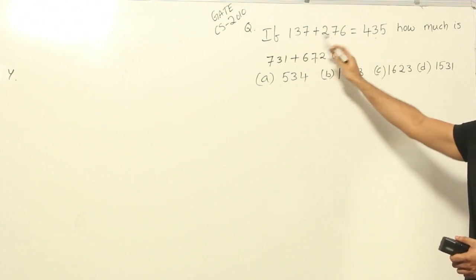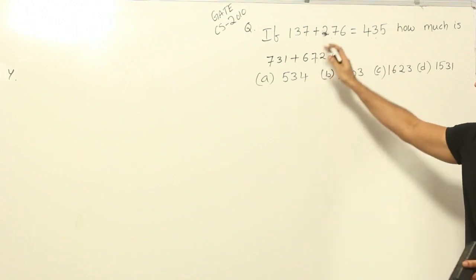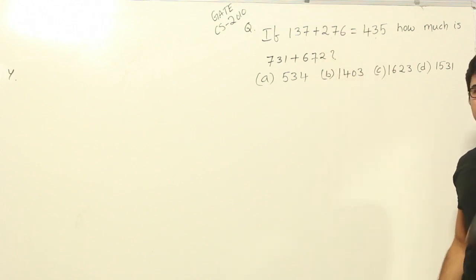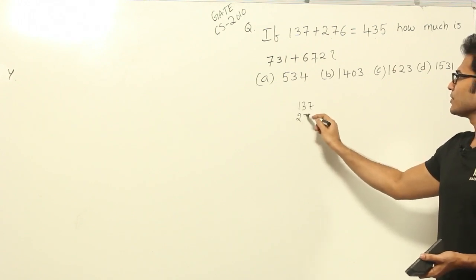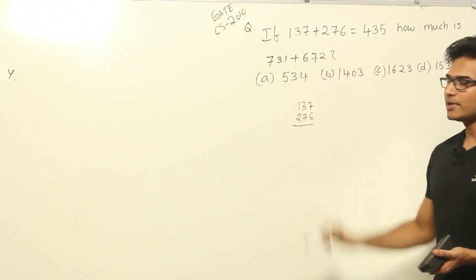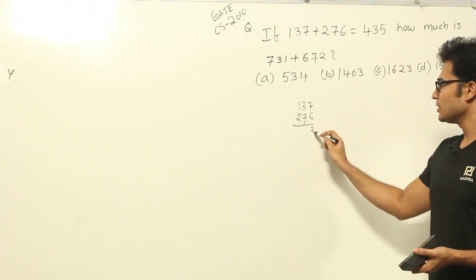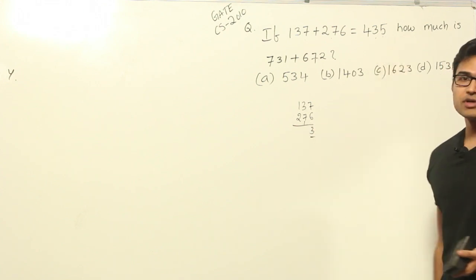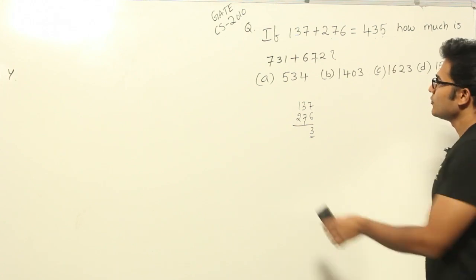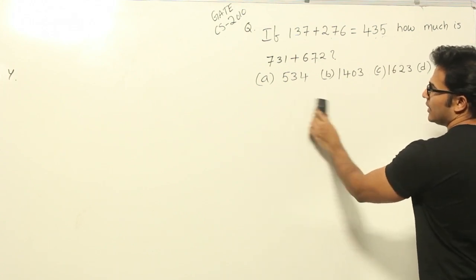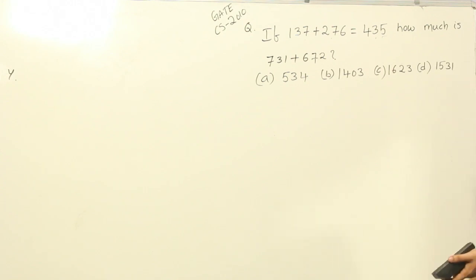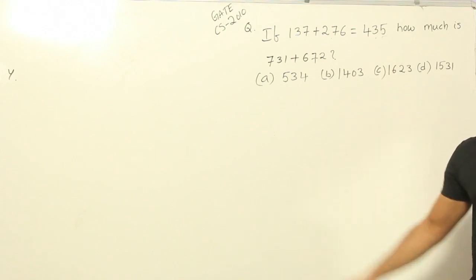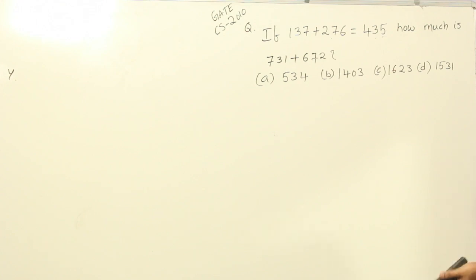If you directly add these numbers in base 10, these two will not be equal. You can just check it, right? If I say 137 plus 276, if I directly add them in base 10, then it is going to be 3, but here it is already 5. So definitely they are not equal. Therefore, it might not be done in base 10, but it might have been done in some other base. We don't know which base it is. Let's try to find out that base.